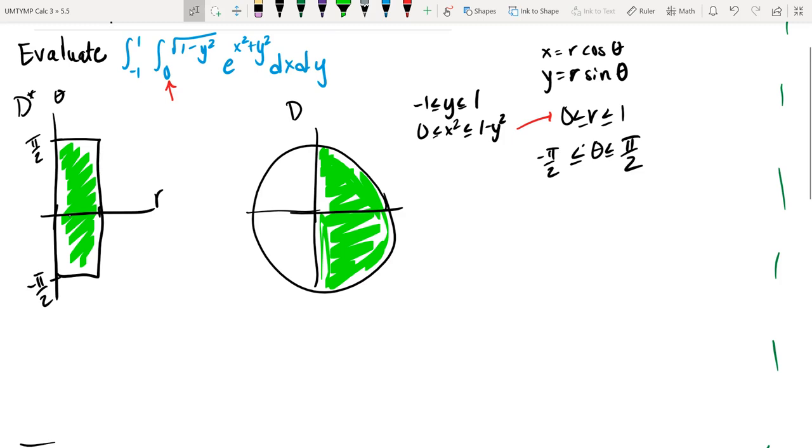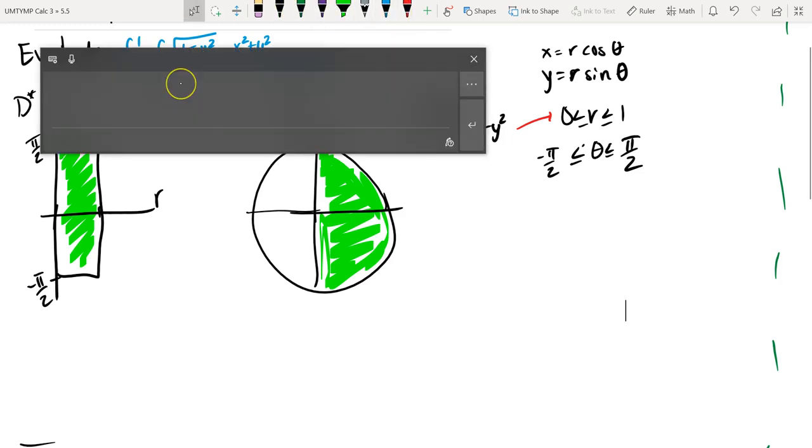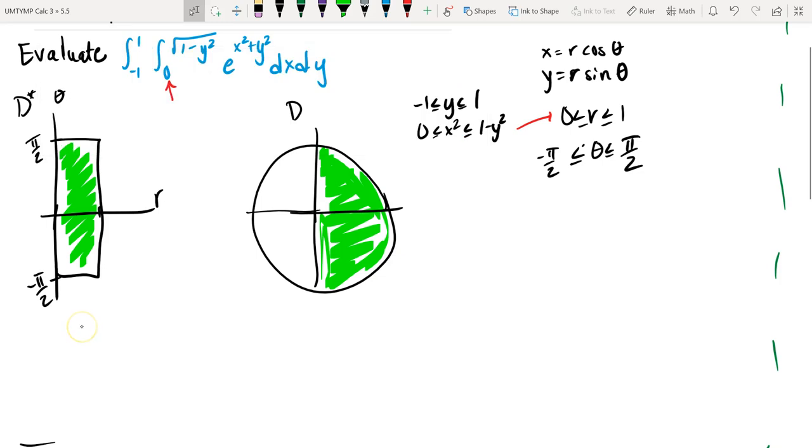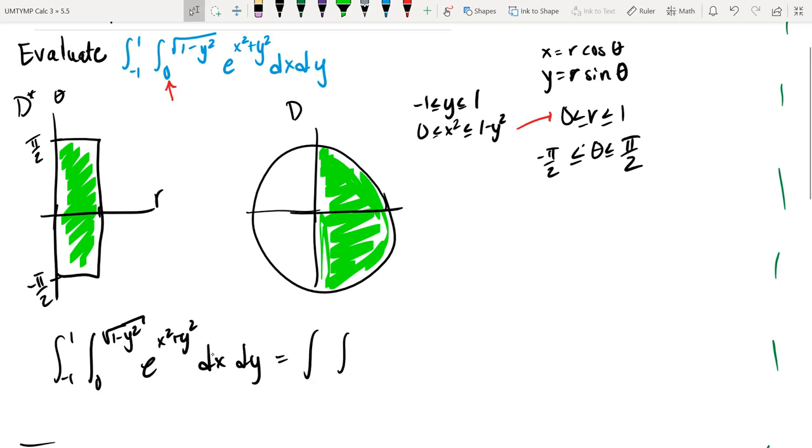In any case, we still need to do the change of variables. So we're going to say that the integral from -1 to 1 of 0 to the square root of 1 minus y squared of e to the x squared plus y squared dx dy is equal to a double integral, fill in the bounds in a moment, and then this is going to be e to the r squared, and then, oh, we need the Jacobian. Okay, let's get the Jacobian going.